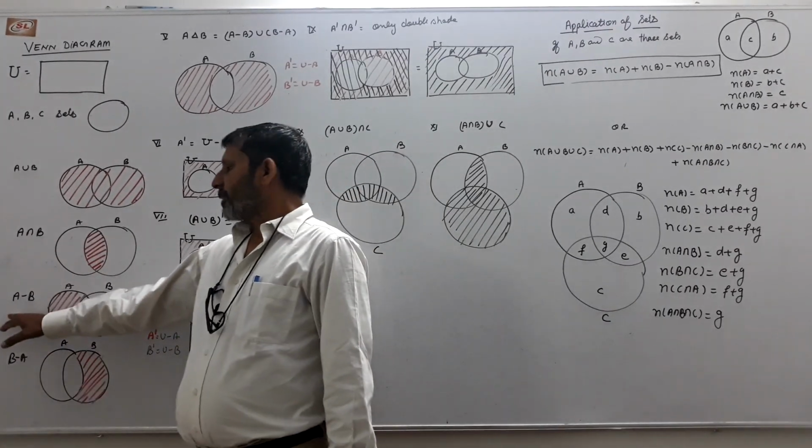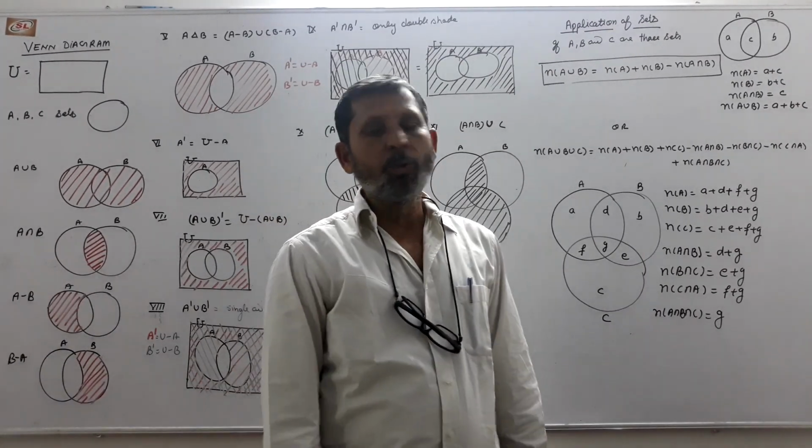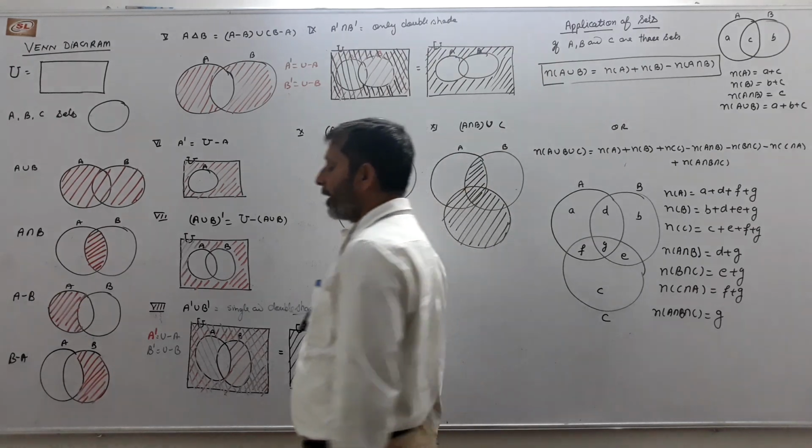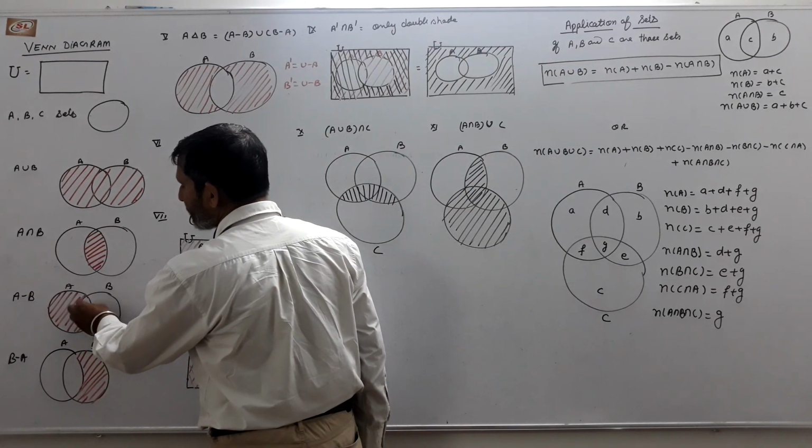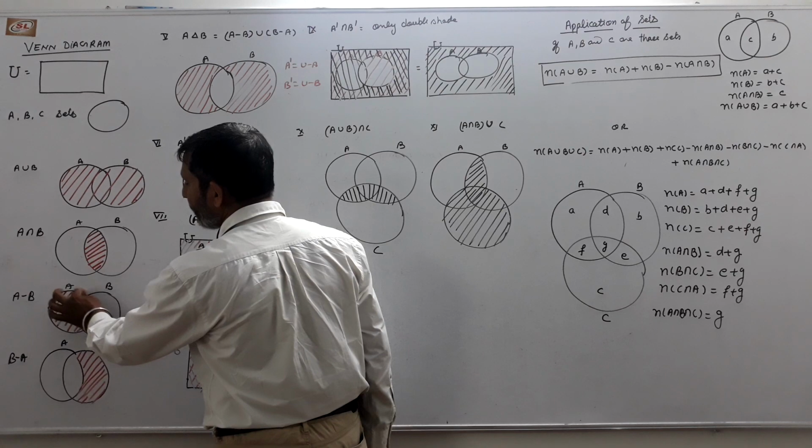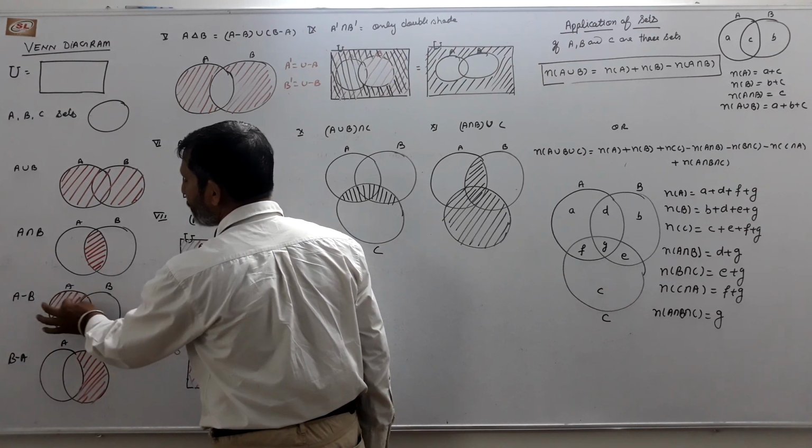Third part, A minus B. What is the meaning of A minus B? Only those elements which are left in A, means the intersection is subtracted from A. Only those elements, these elements are left. Now we shade this part.